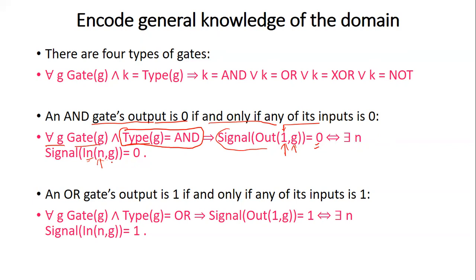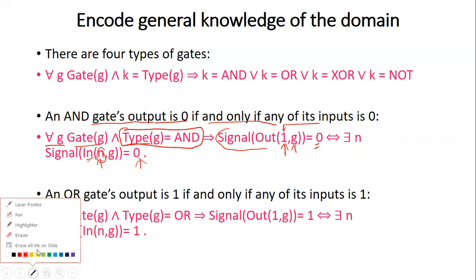So there are many inputs to the gate, but if one of the inputs is 0, then the output will also be 0. That's what we are representing here, right?